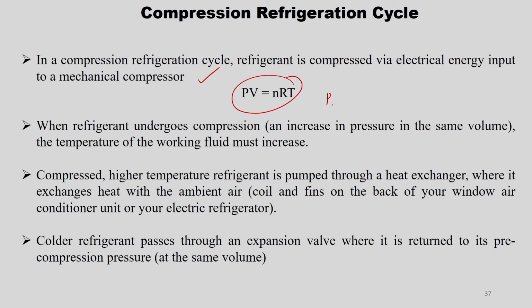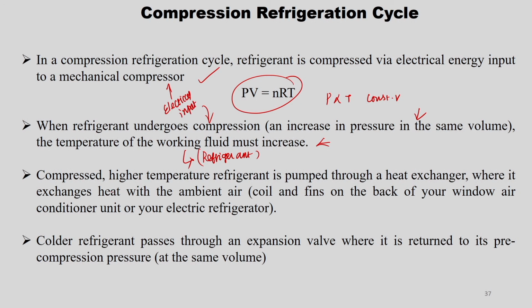P is proportional to T at constant V. When the refrigerant undergoes compression, an increase in pressure in the same volume, the temperature of the working fluid or refrigerant must increase. To do this compression, we are using the compressor, which uses the electrical input.